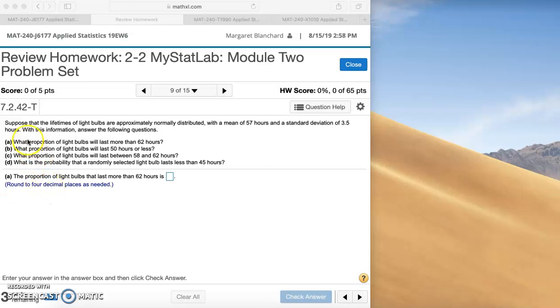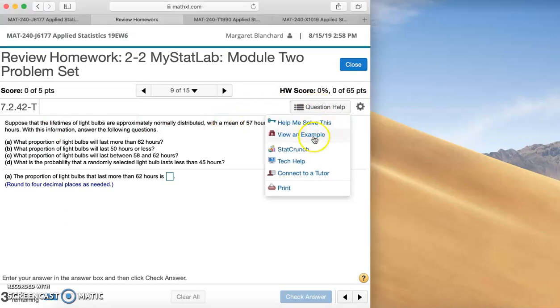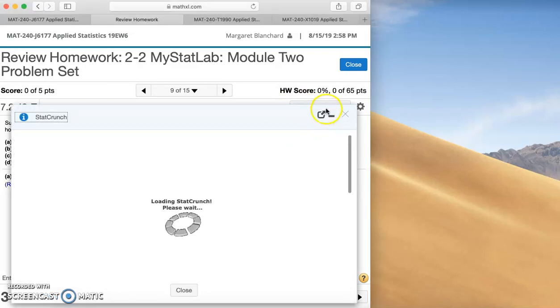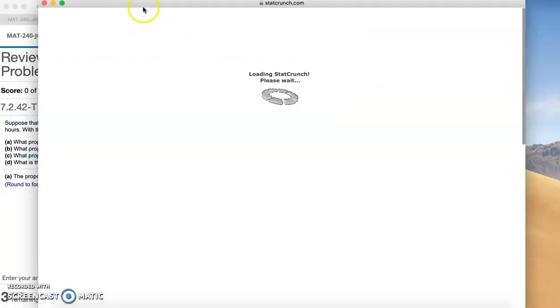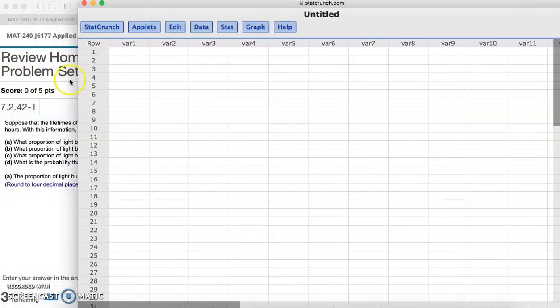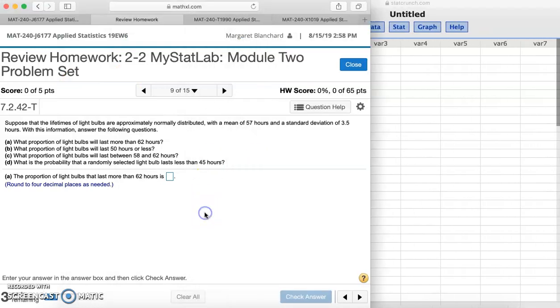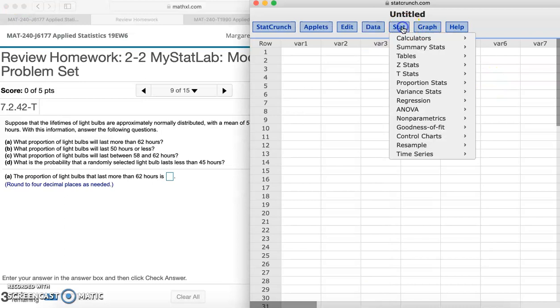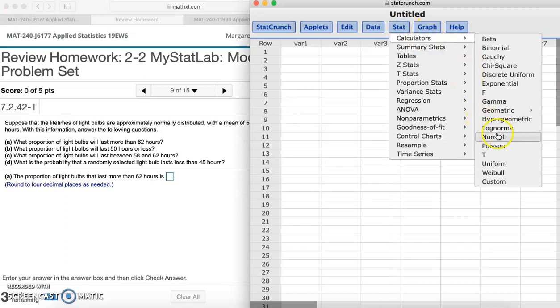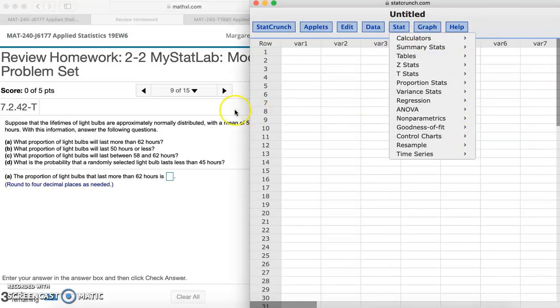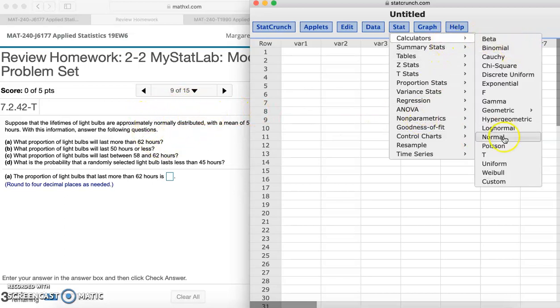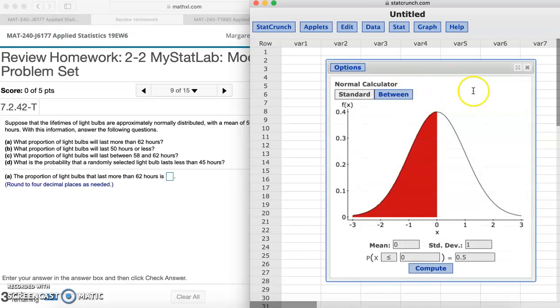So part A, what proportion of light bulbs will last more than 62 hours? So first, let's go to question help and just open StatCrunch. I like to hit this little icon to pop it out so I can move it over and go between the two windows. So here, we need to first go to Stat, Calculators, and go down to Normal. Remember, this is dealing with the normal distribution. Right here, we saw that approximately normally distributed. So Calculators, Normal Distribution, brings up a table.